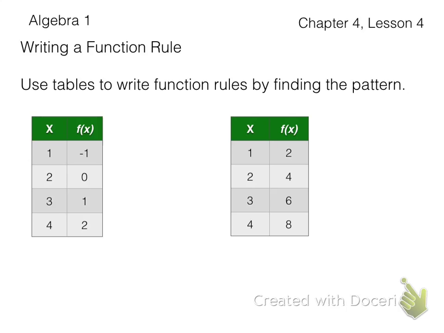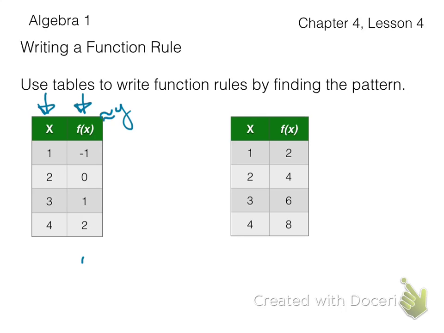All right, writing a function rule. Function rules are basically just writing equations that allow the dependent variable to be written in terms of the independent variable. So if the independent variable is x and the dependent variable is f of x, also known as y, we can write ourselves an equation.